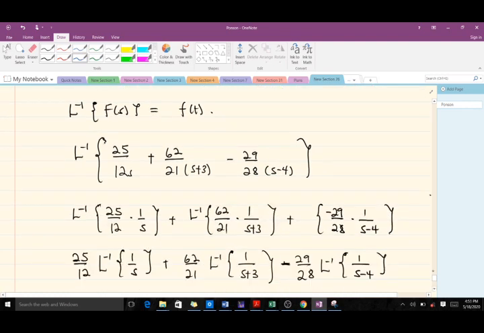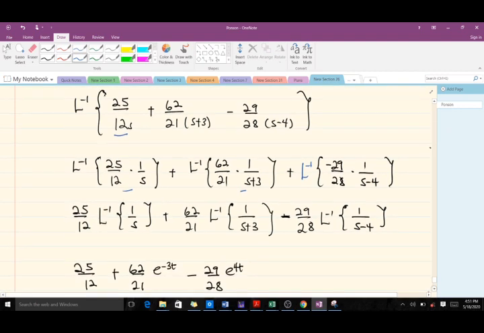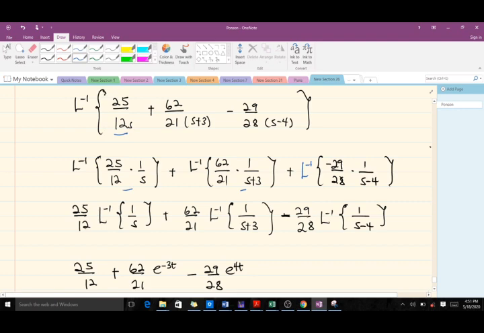Then you know the inverse Laplace operator is a linear operator. So that means we can take it through our expression as we have here. So this is the same as Laplace inverse of 25 over 12 times 1 over s. Note that this is the same as whatever we have here. So this is also the same as Laplace inverse of 62 over 21 times 1 over s plus 3, plus Laplace inverse of negative 29 over 28 times 1 over s minus 4, right? And you know we can put the constant out. So when you put the constant out, we are going to get 25 over 12 times Laplace inverse of 1 over s, then plus 62 over 21 times Laplace inverse of 1 over s plus 3, then minus 29 over 28 times Laplace inverse of 1 over s minus 4, right?